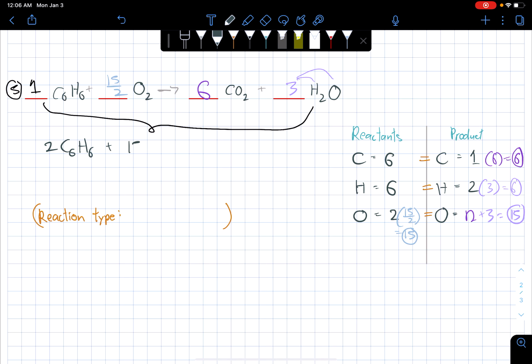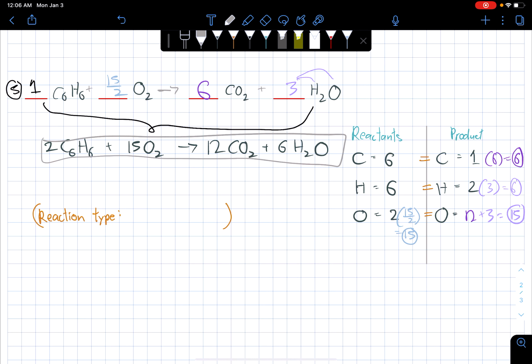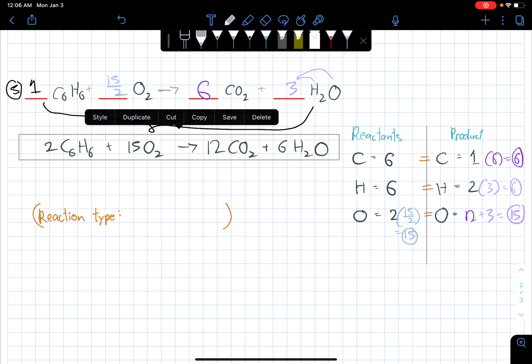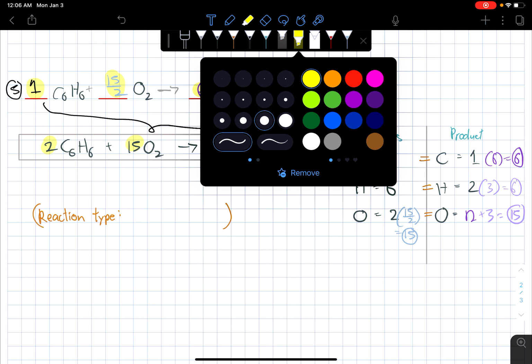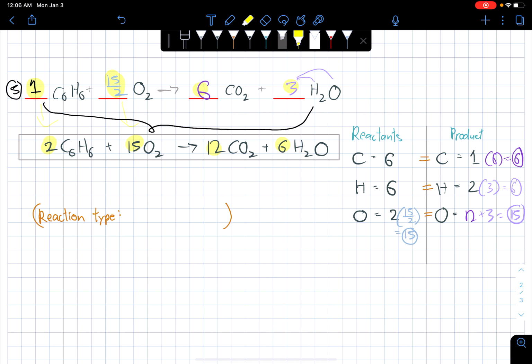C6H6 plus 15O2 is equal to 12CO2 plus 6H2O. So this could also be an answer. The only difference is we eradicated the denominator of the fraction because one of the coefficients is a fraction. So yes, I suppose that is everything for number 5. Just connect these. Oops. There you go.